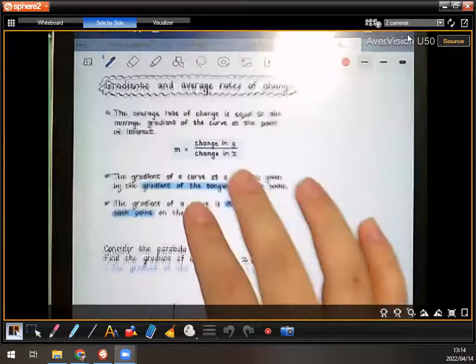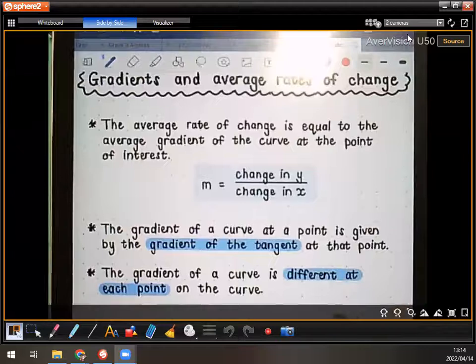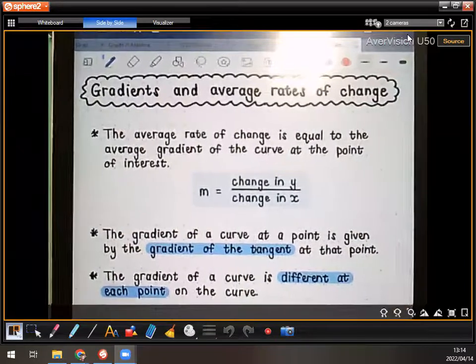Okay, now guys, before we look through that page, I want you just to write something down.